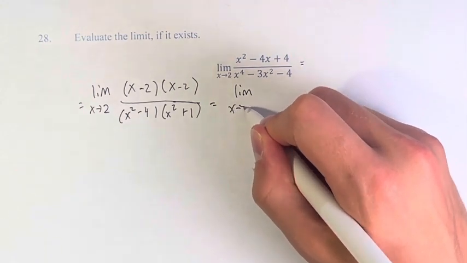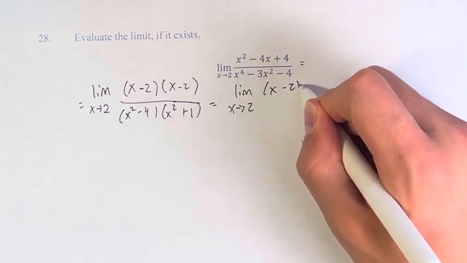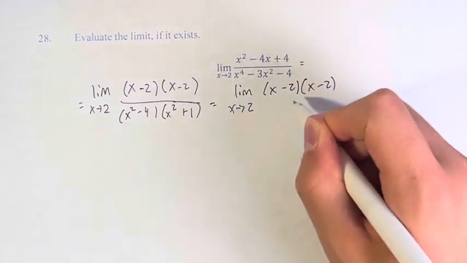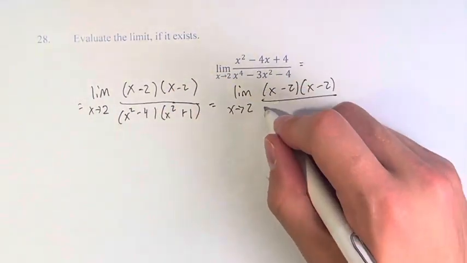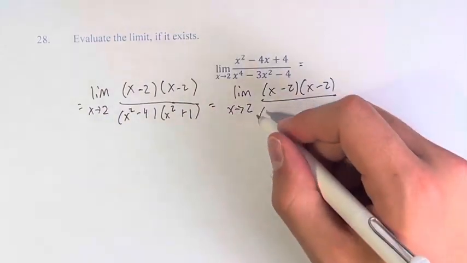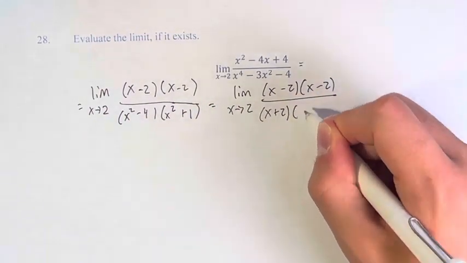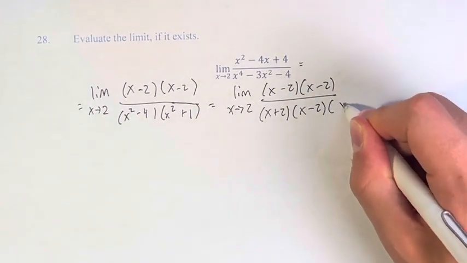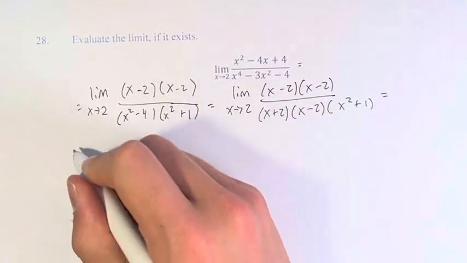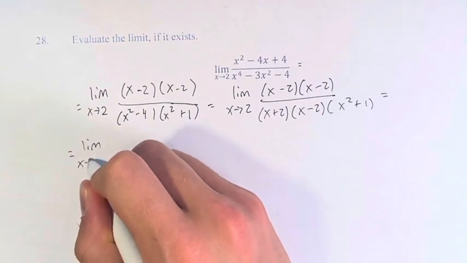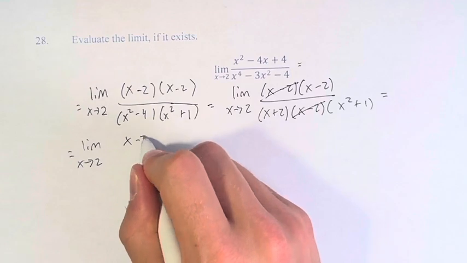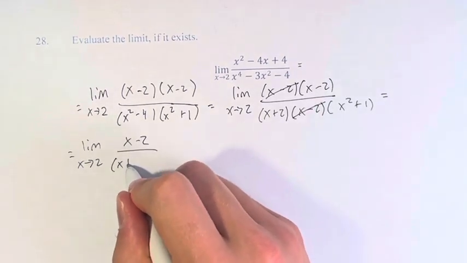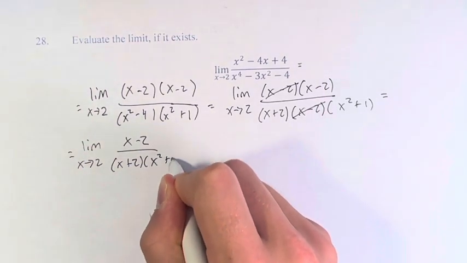And we don't have anything that we can simplify yet, but we can notice that we have x squared minus 4. So this is the difference of two squares. Because 4 is 2 squared, this is x plus 2 times x minus 2. And then don't forget x squared plus 1. And now what we can do is cancel out x minus 2 and x minus 2. It leaves us with x minus 2 over x plus 2 times x squared plus 1.